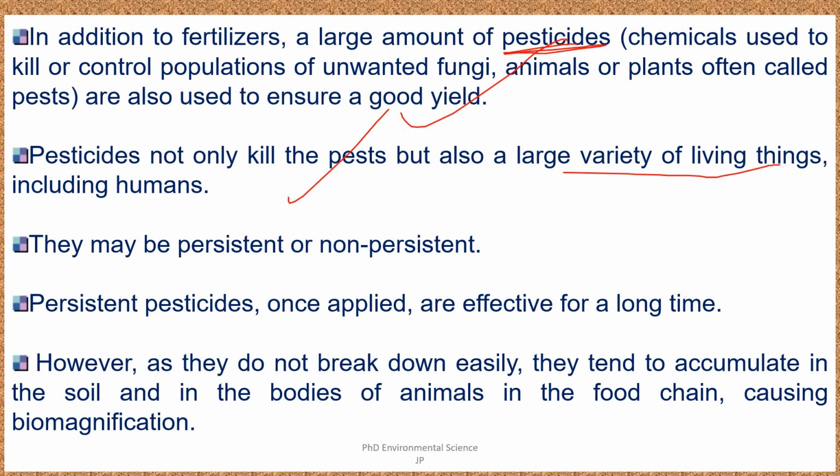Now, pesticides can be classified into persistent and non-persistent. Persistent pesticides remain effective for extended periods after application because they do not break down easily in the environment. Instead, they tend to accumulate in the soil and can bioaccumulate in the bodies of organisms across the food chain. This process, known as biomagnification, means that higher level predators may accumulate higher concentrations of these pesticides over time.